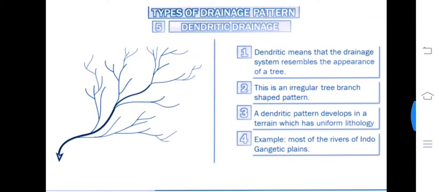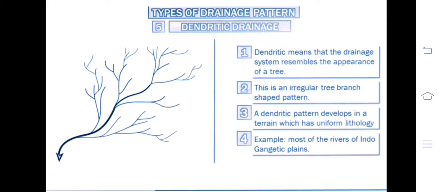Yes, dendritic drainage. What is the dendritic drainage? You know, our neuron is also dendritic. Our neuron system, I think you have read in class 10, the central nervous system, the chapter of hormones. Dendritic means the drainage system resembles the appearance of a tree, it looks like branches of a tree.